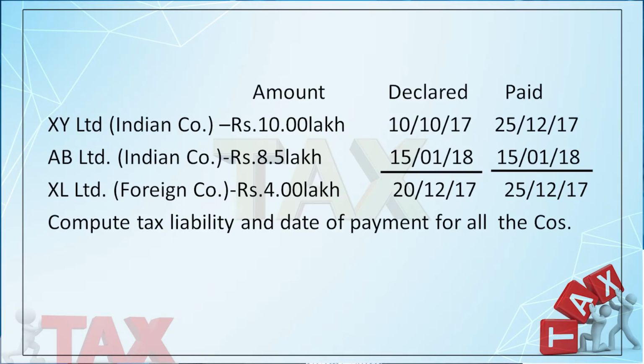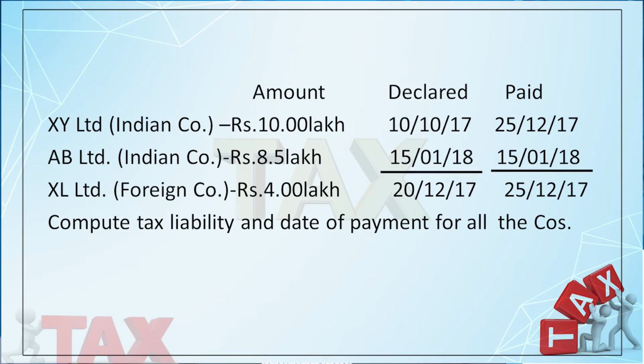Now the question is, what would be the due date for payment of dividend distribution tax? Here AB Limited declares the dividend on 15th January 2018 and it is also paid on the same day, that is 15th January 2018. So the company, AB Limited, will be liable to pay the DDT from the date of declaration or from the date of payment. Both dates are the same, so the due date is 29th January 2018 for the financial year 2017-18.